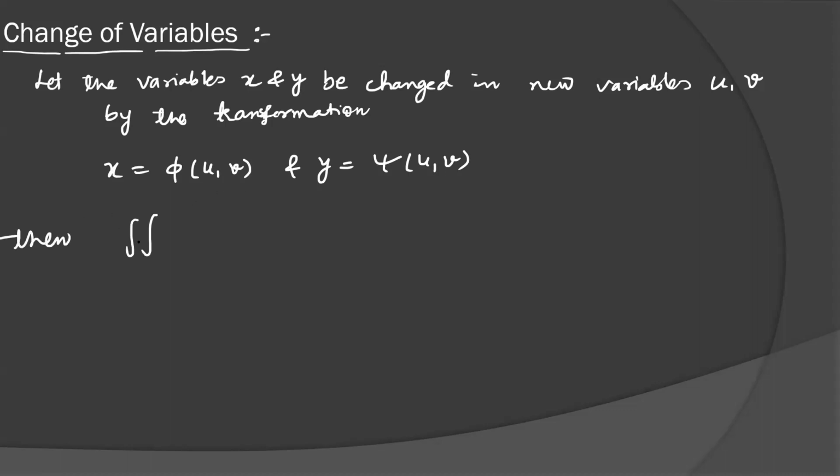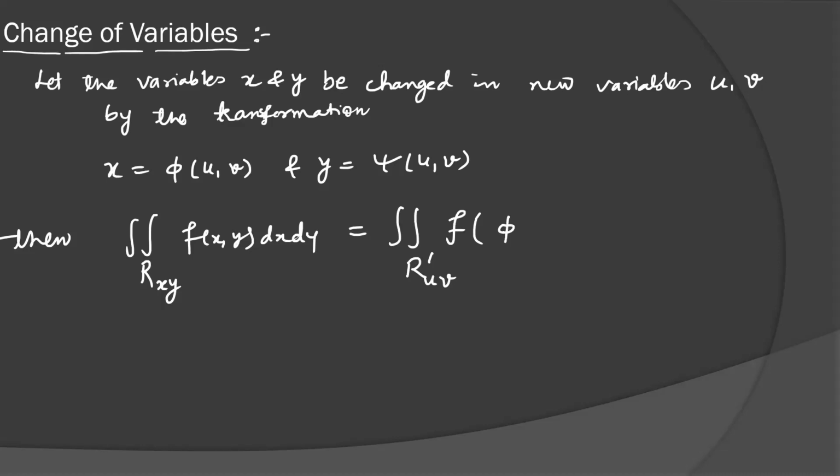Then, if you have any region in the xy system, suppose you have any function f(x, y) dx dy, then it will be equal to a new region in the uv plane. The region may be changed to R dash, and it will be the integral of f of phi, because x is a function of u and v, and y is a function of psi of u, v, and dx dy will be equal to the magnitude of the Jacobian du dv. This is the relation between dx dy and du dv.